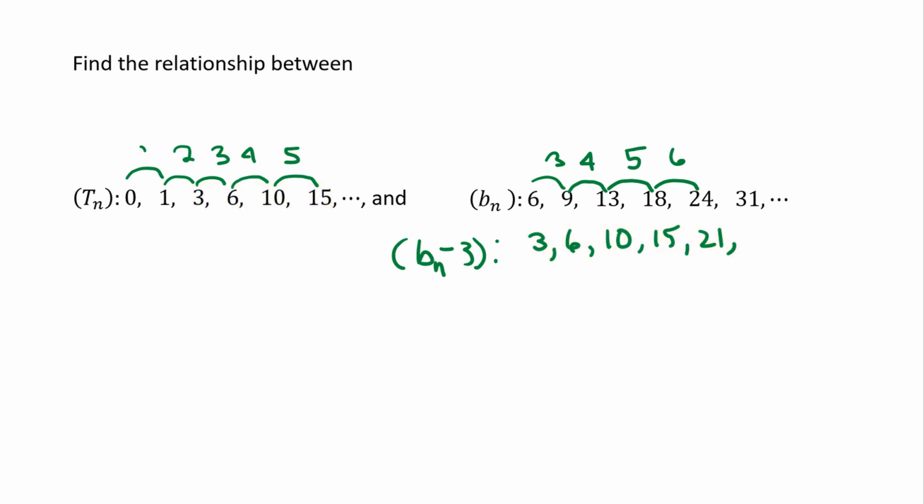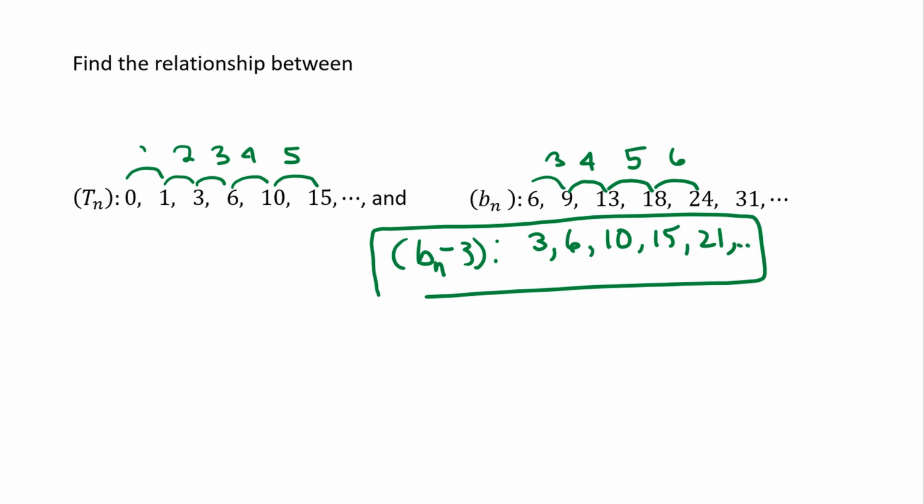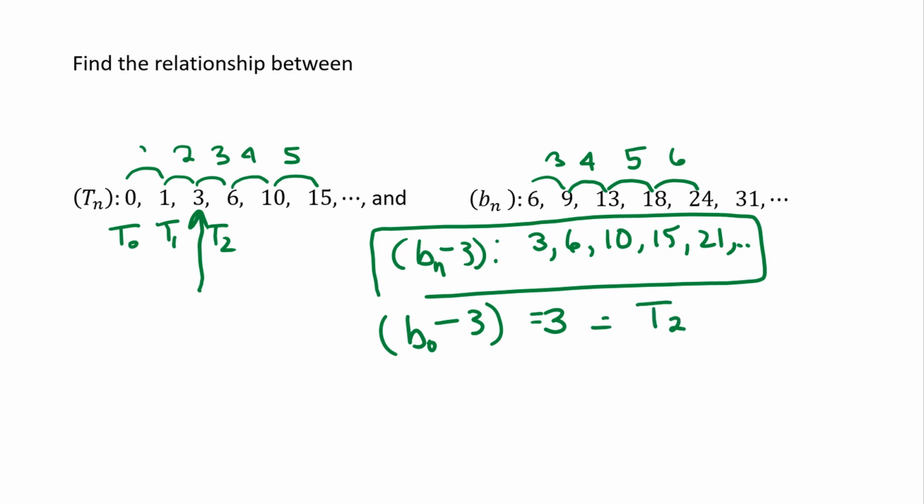So let's just pick a number and figure out how to make it work. I like to look at this sequence, okay? The first term, which would be b sub naught minus 3, is actually the number 3. Now, if we look at the 3 and try to match it up with a triangular number, that would be, let's see, t sub naught, t sub 1, t sub 2. That is equal to t sub 2. Now we are able to make a match.